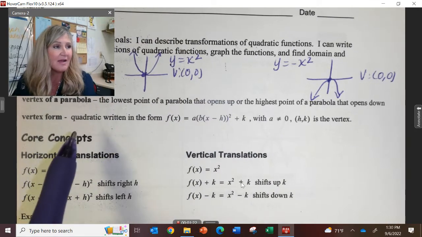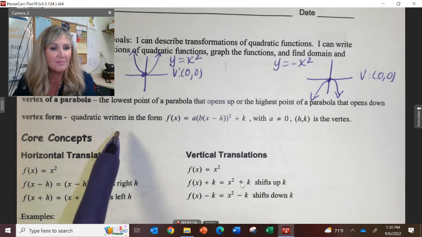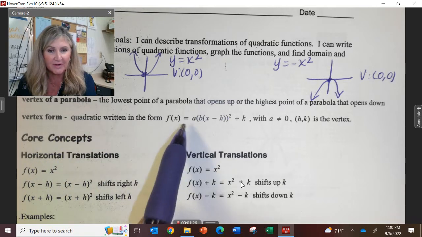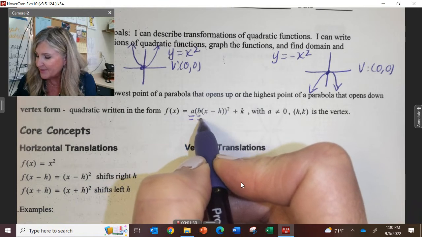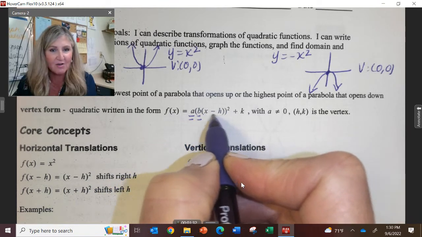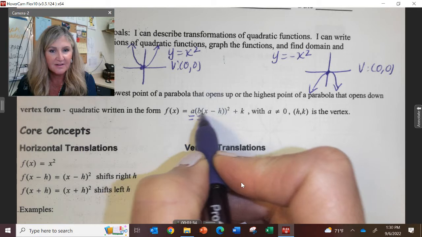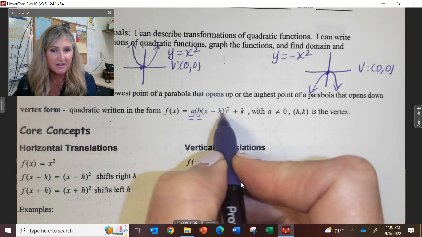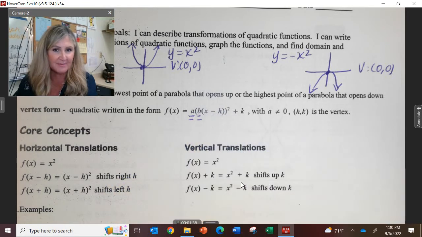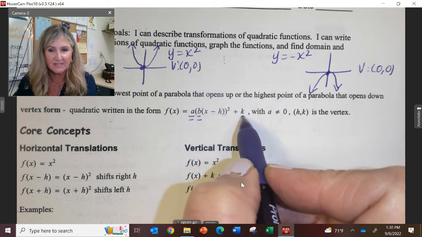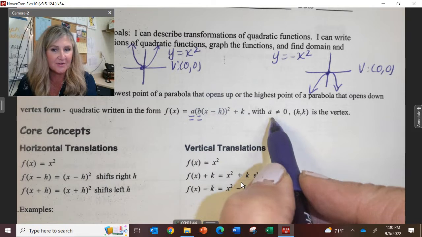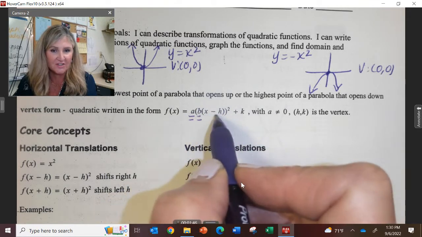To have a parabola written in vertex form, we want it written like this. f of x equals a, and then this b has to be factored out of this part of the function. Okay, it has to be factored out, and I'm going to show you that below. Then we have x minus h quantity squared plus k. a can't be 0 because if a is 0, the whole function just becomes 0.